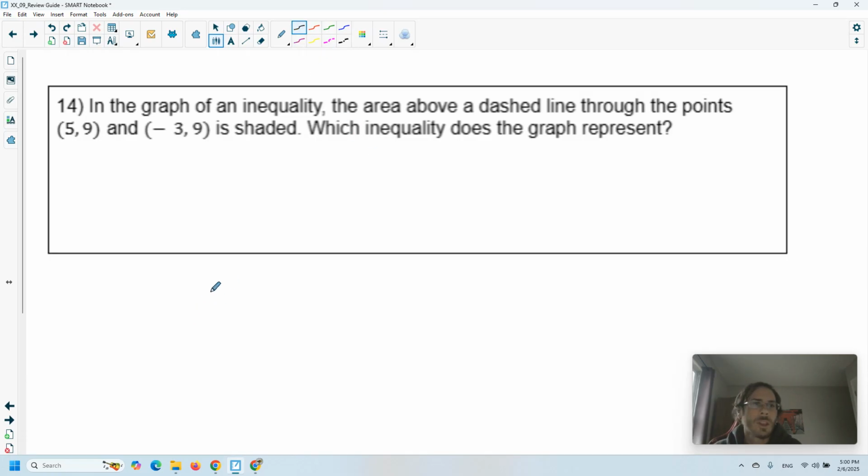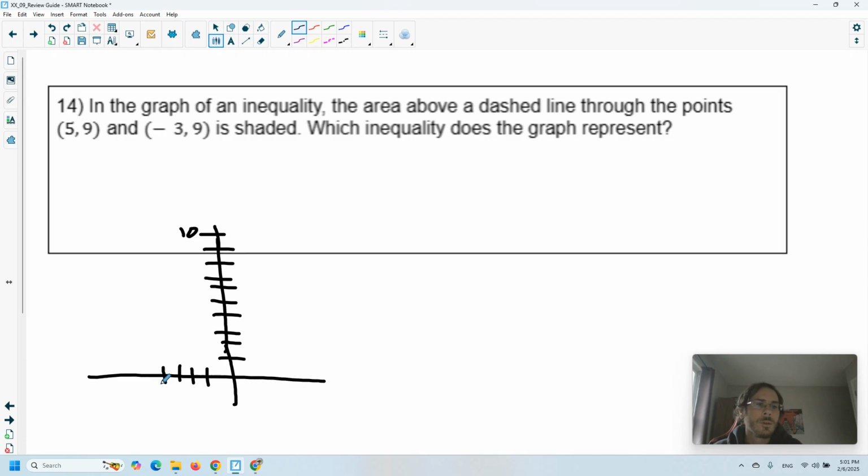So if I were to just go ahead and make a graph, that's probably a bad place to do that, because we've got to go all the way up to 9. 1, 2, 3, 4, 5, 6, 7, 8, 9. And then 1, 2, 3, 4, 5. So we need to be at 5, 9. And then negative 3. Ooh, that's at 10. We'll move that dot down. And negative 3, 9. Okay, so I've graphed each of these points. Let me do these in different colors. It's a little bit more obvious which is which.